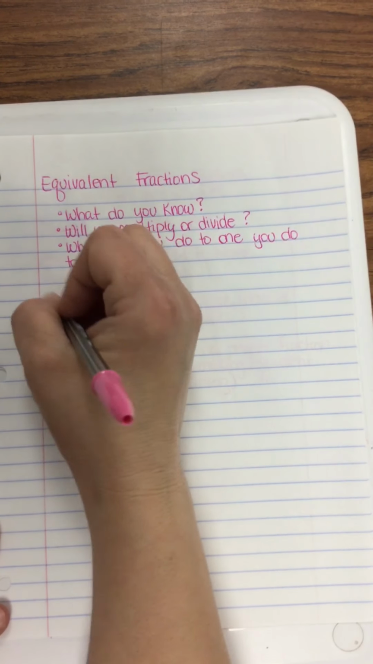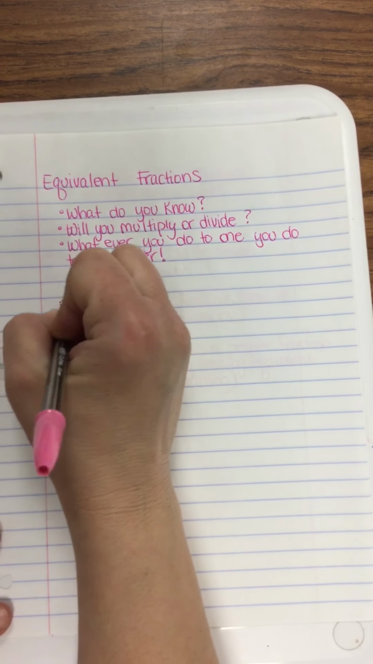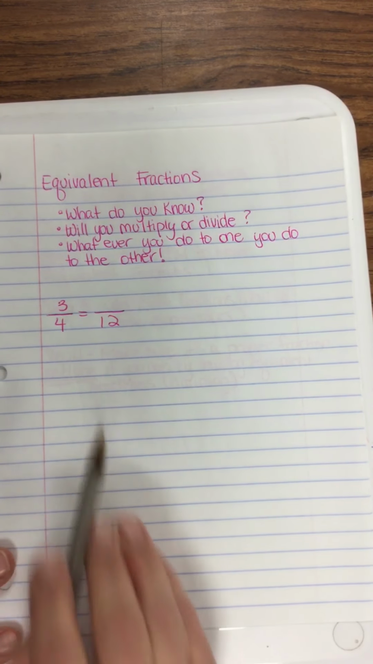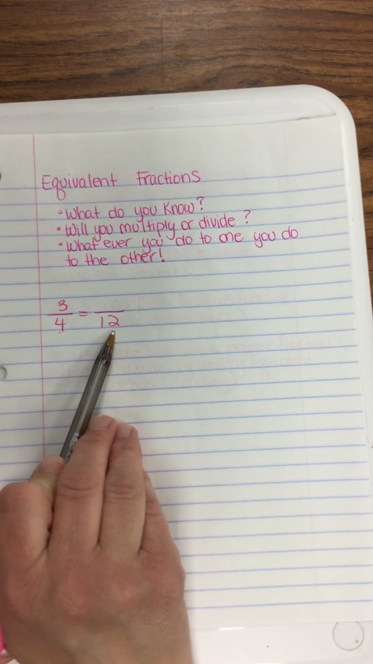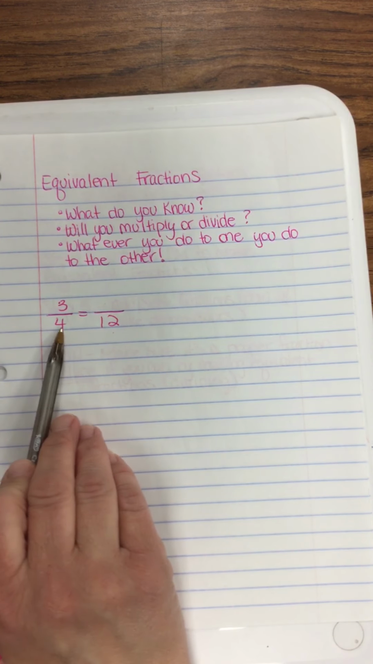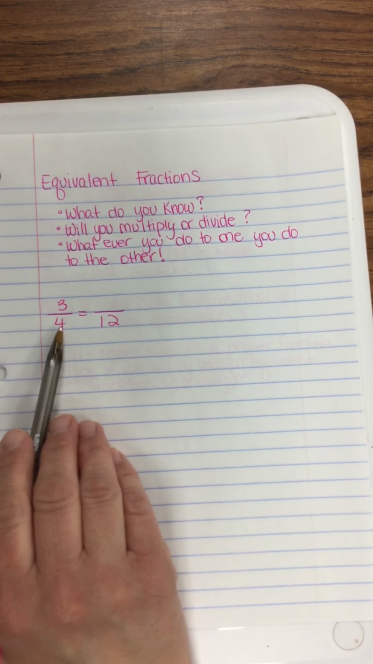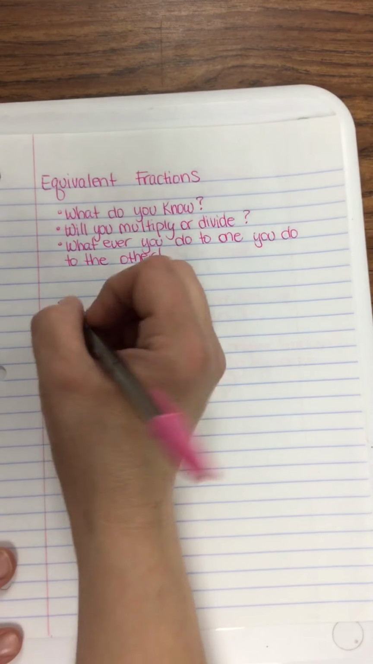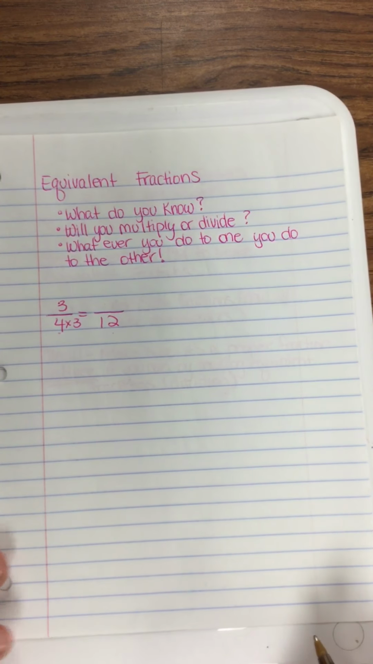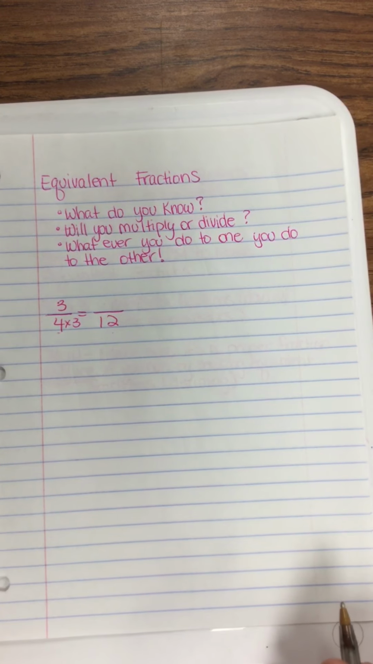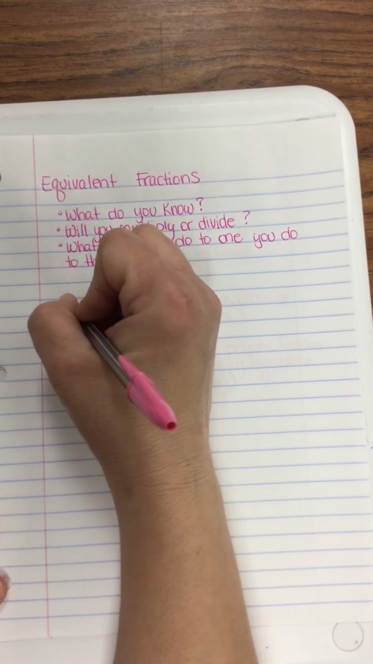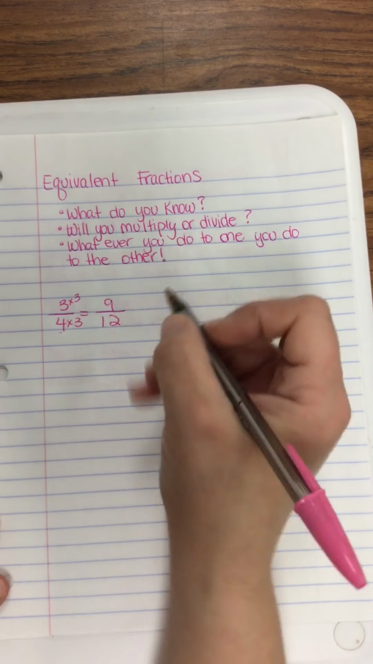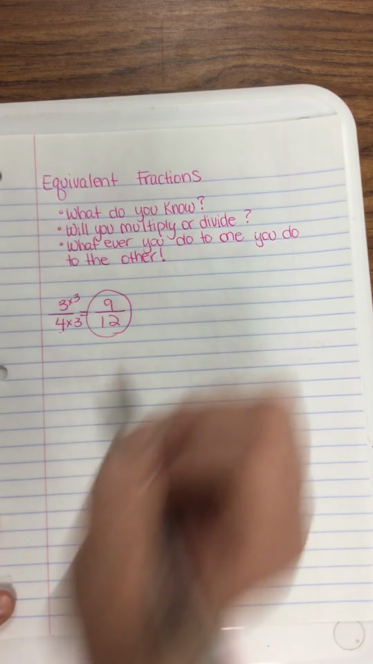All right. So for instance, say I have 3/4 equals something over 12. What do I know? I know 4 equals 12. I know that 4 is smaller than 12, so I'm going to multiply. 4 times 3 equals 12. So now, whatever I do to the bottom, I do to the top, because whatever I do to one, I do to the other. So I'm going to come to the numerator and do times 3. 3 times 3 is 9. So 3/4 is equivalent to 9/12.